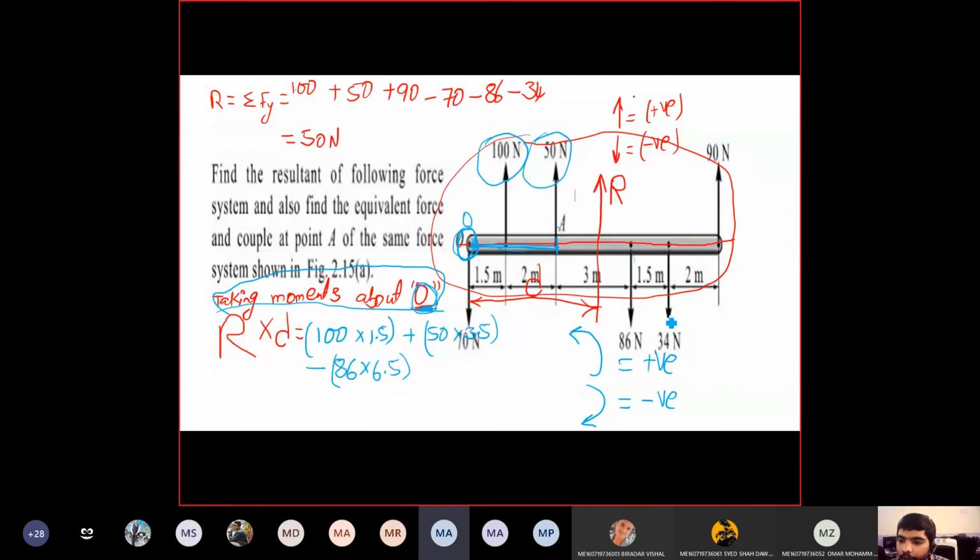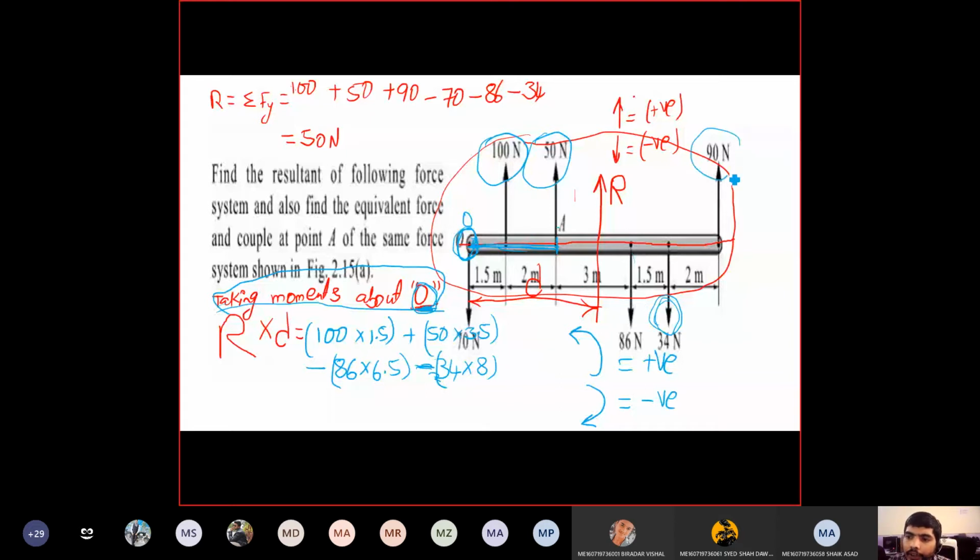Okay now? Next term. What about this load here? Here also one load is there. Load into perpendicular distance, how much, ma? Total from here to here: 1.5, 3, 4.5, 8. Minus or plus? Minus, because it is in the clockwise direction. 34 into 8.